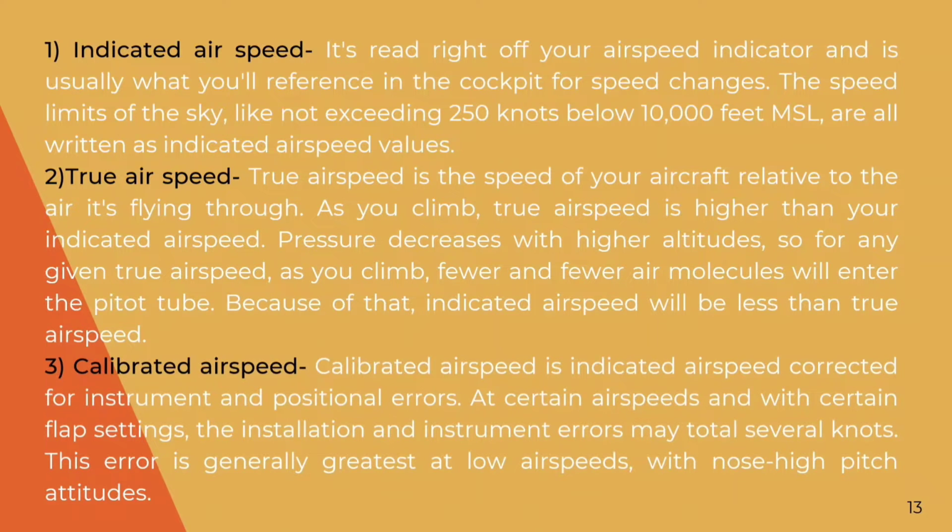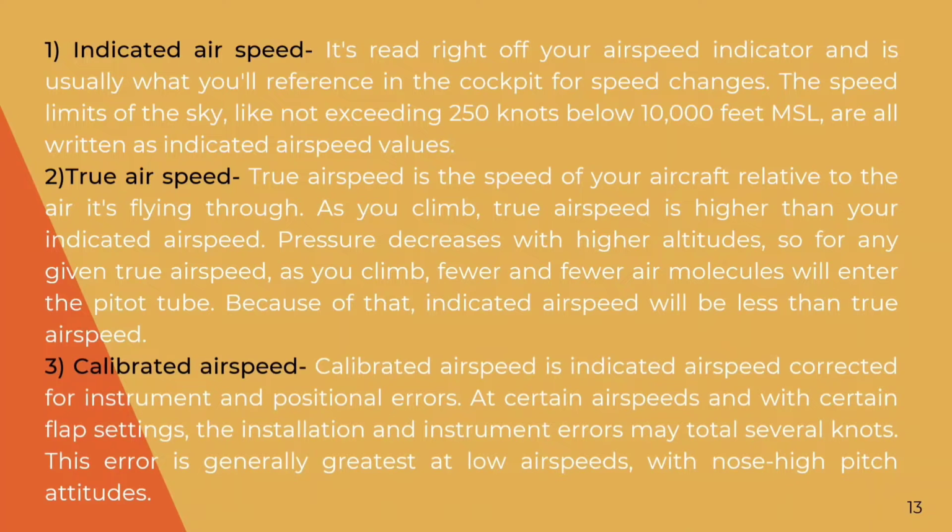True airspeed is the speed of your aircraft relative to the air it's flying through. As you climb, true airspeed is higher than your indicated airspeed. Pressure decreases with higher altitude, so for any given true speed as you climb, fewer and fewer air molecules will enter the pitot tube. Because of that, indicated airspeed will be less than the true airspeed.